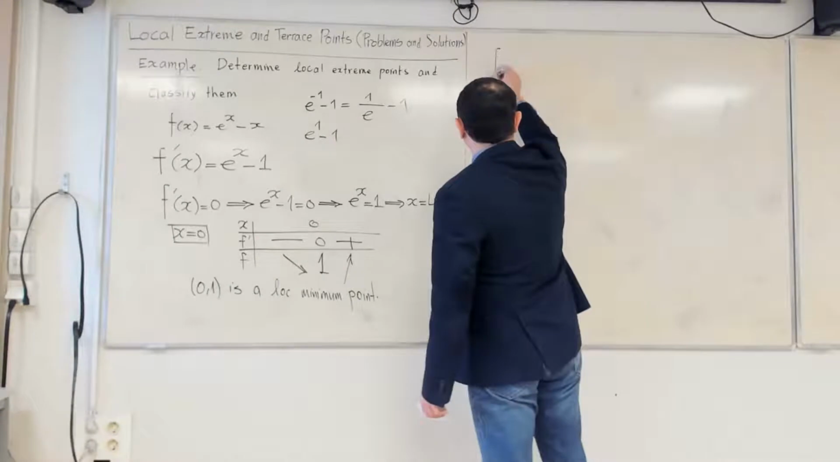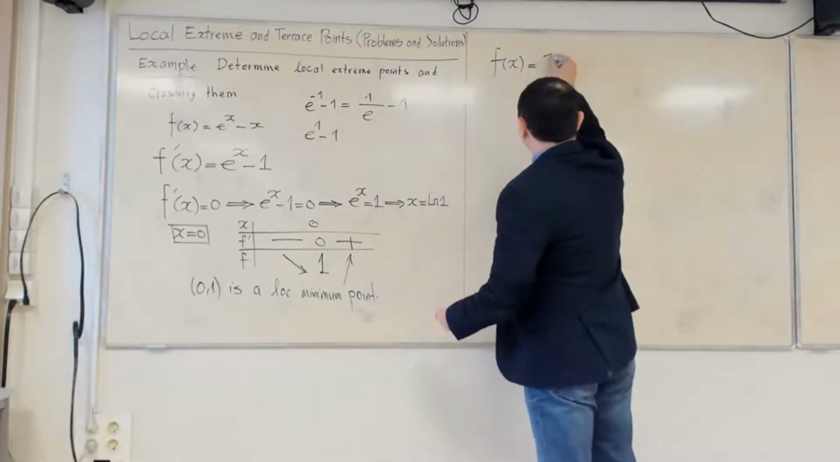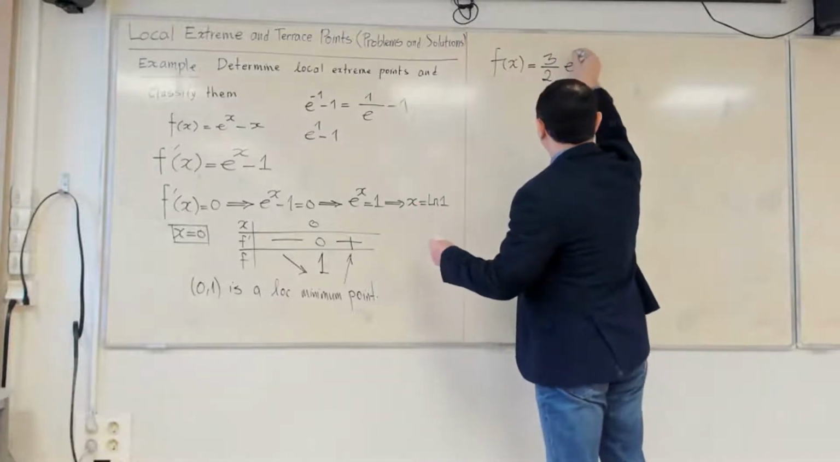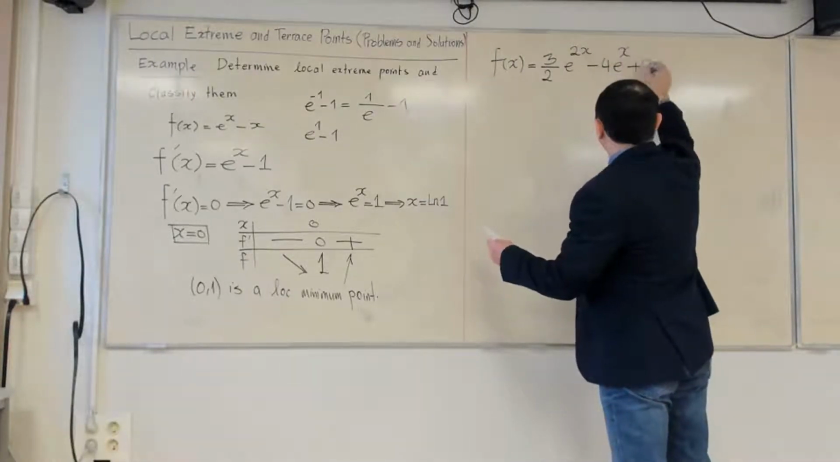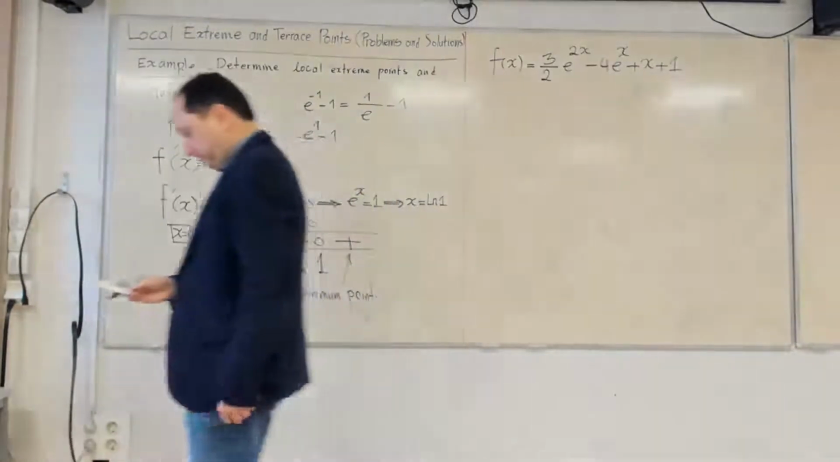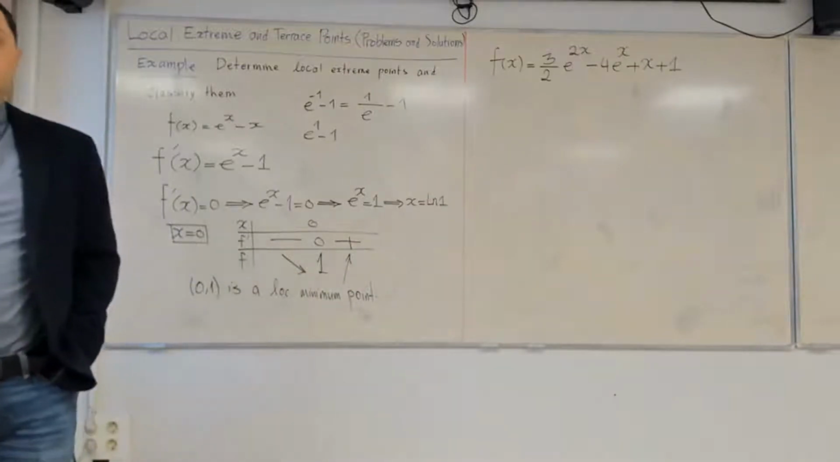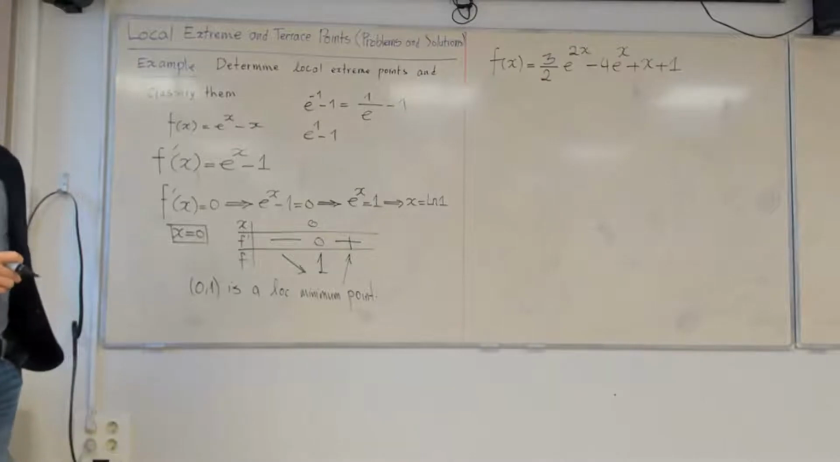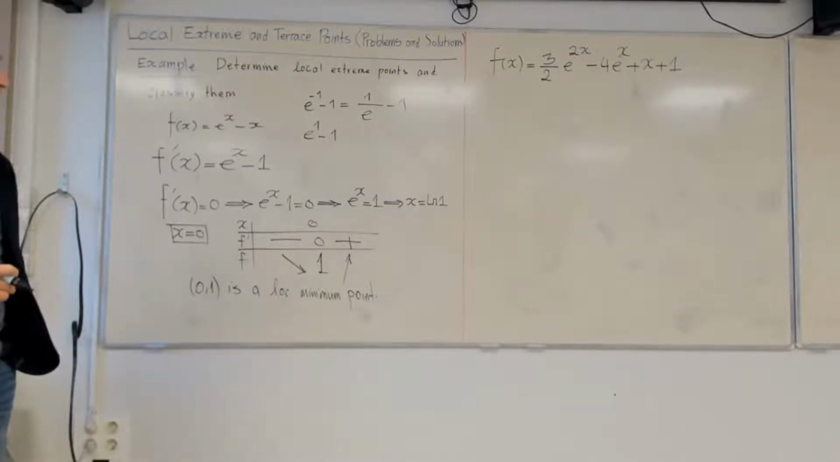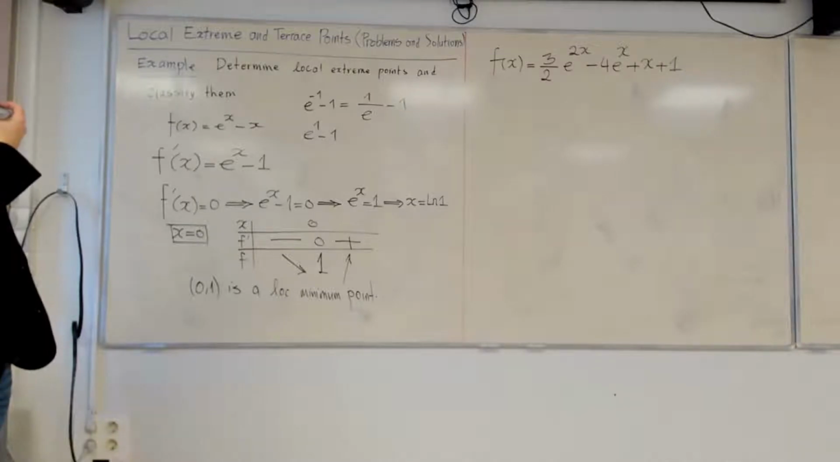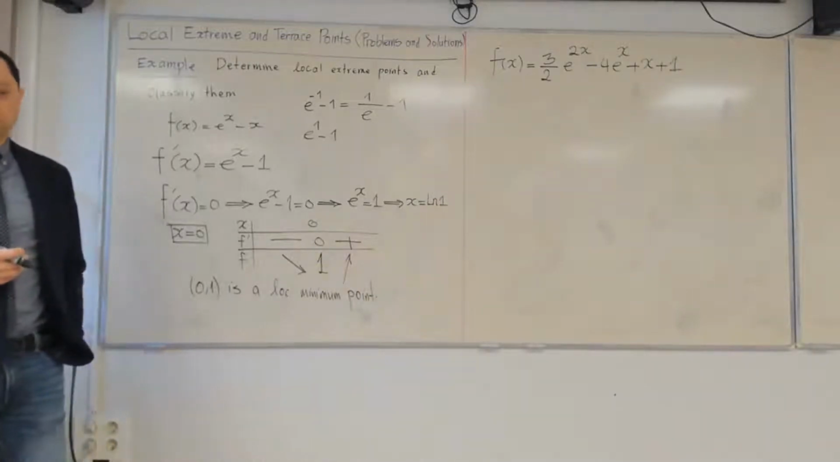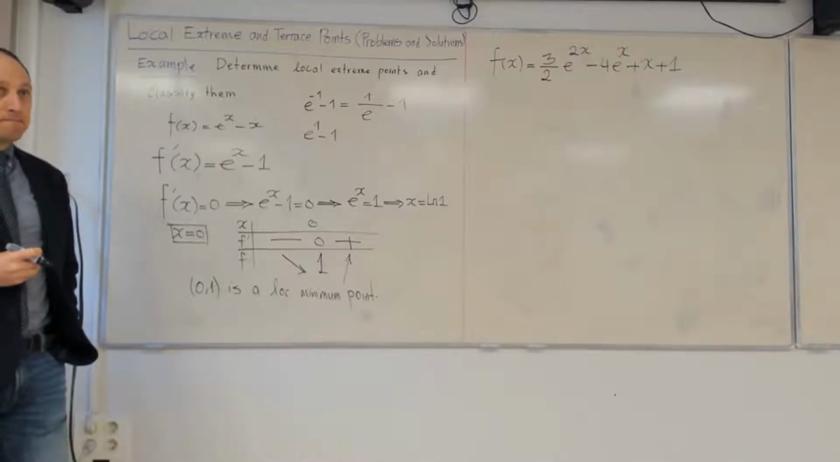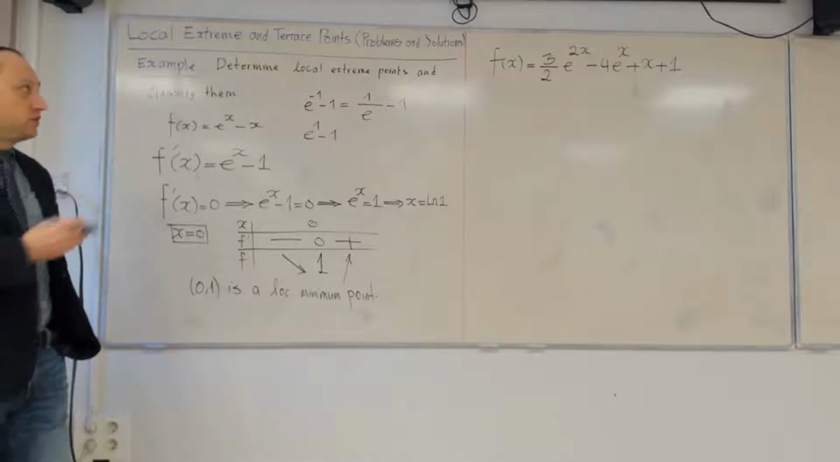So number 2, f of x is equal to 3 over 2 e to the power of 2x, minus 4e to the power of x, plus x. I hope that I designed it correctly, because if I make a little bit of mistake, then it is not easy to solve as well. Okay, so what should we do for this function?